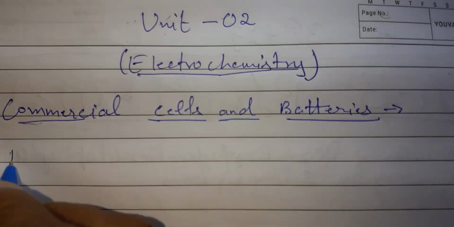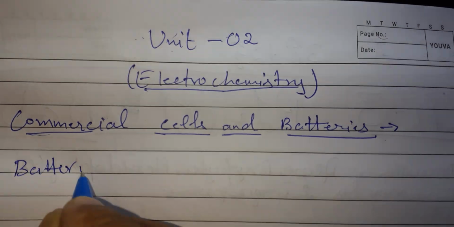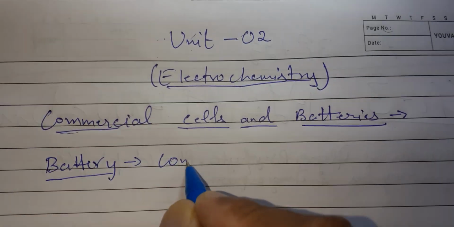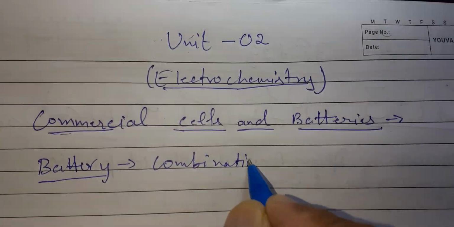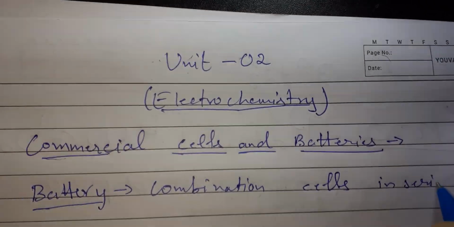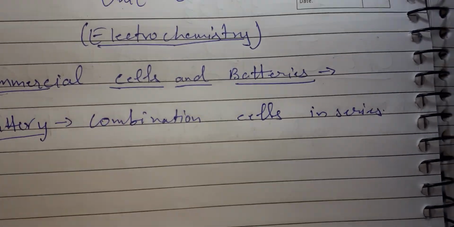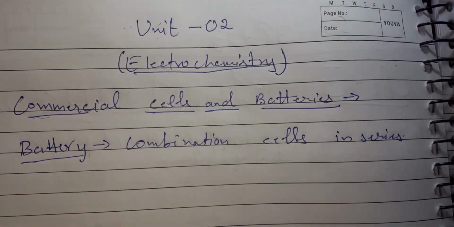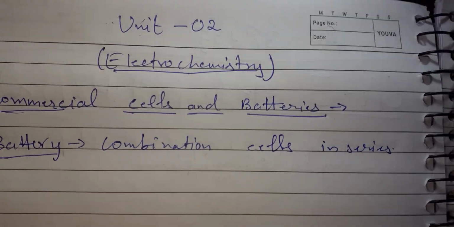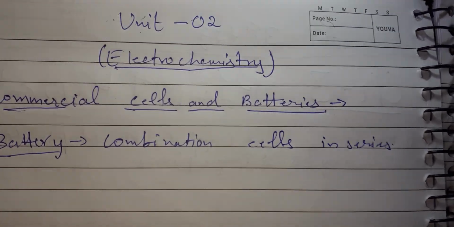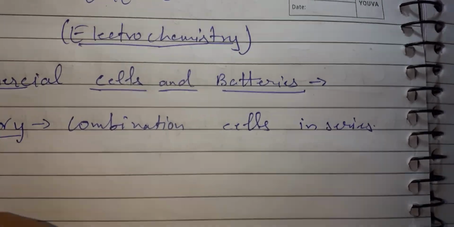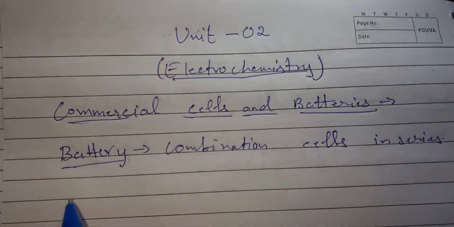And what basically does this term battery mean? This term battery means a combination of cells in series. Series combination of cells is known as battery. Like we used to use 2 cells, 3 cells in our remotes. So all these cells are connected in series. So these types of combinations are known as batteries. And then we will discuss the characteristics of a good commercial cell or battery.